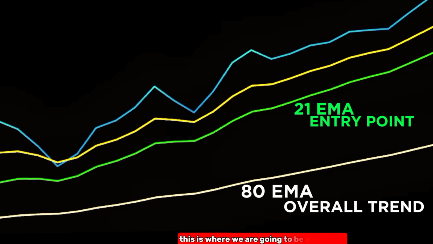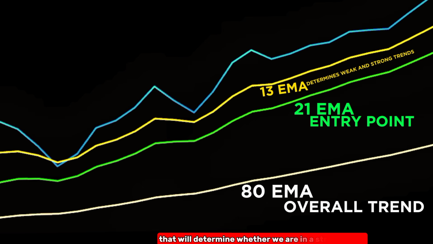This is where we are going to be expecting our entry signals in the future trades that I will be showing you in this video. The yellow line, which is the 13 EMA, is going to be the line that will determine whether we are in a strong trend or in a weak trend. So here is how it works.